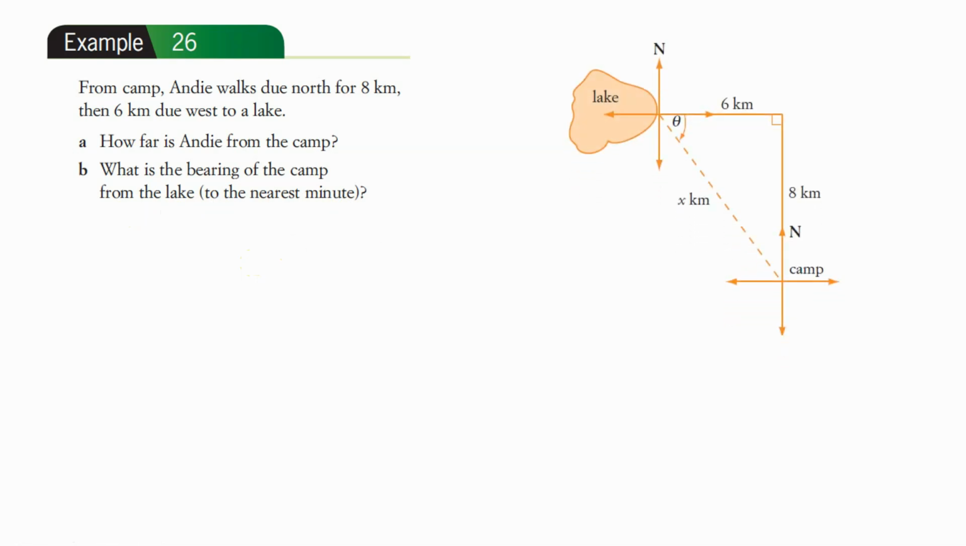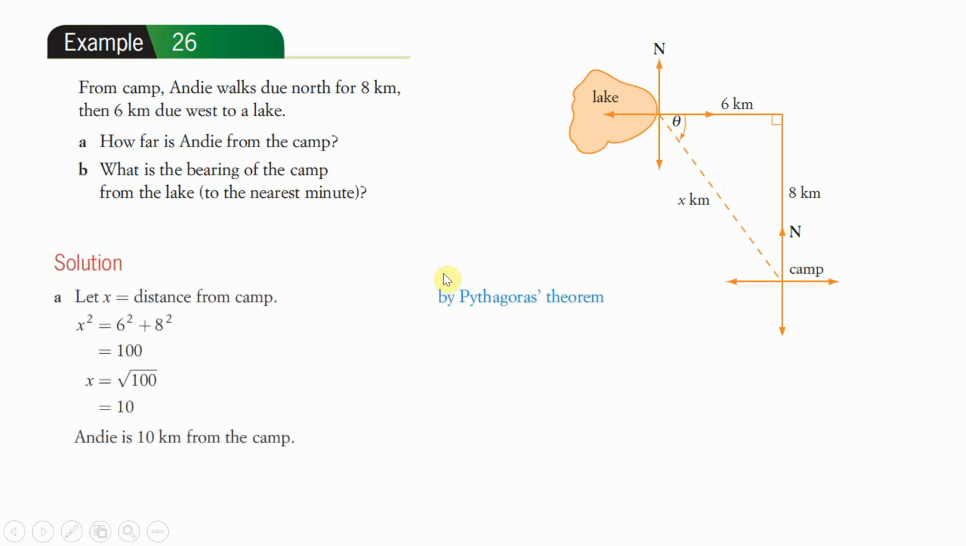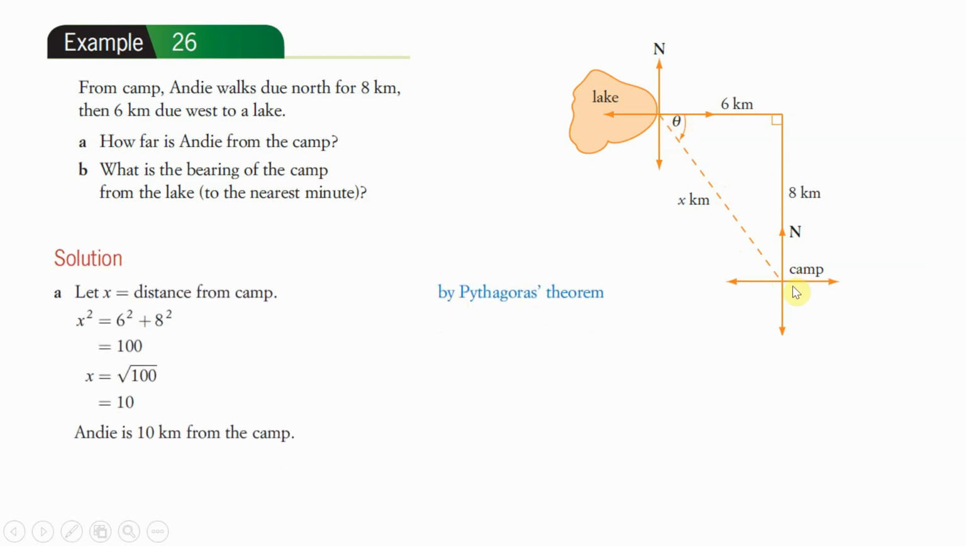Here's our diagram. We have Andy starting at camp, walks due north 8 kilometres, due west 6 kilometres. How far is Andy from the camp? That's how far. Now, fortunately, we can use Pythagoras because we have two sides and we need to find the hypotenuse. So using Pythagoras, x squared equals 6 squared plus 8 squared. X squared equals 100. X is the square root of 100. So we have a distance from the camp of 10 kilometres. That's easy.